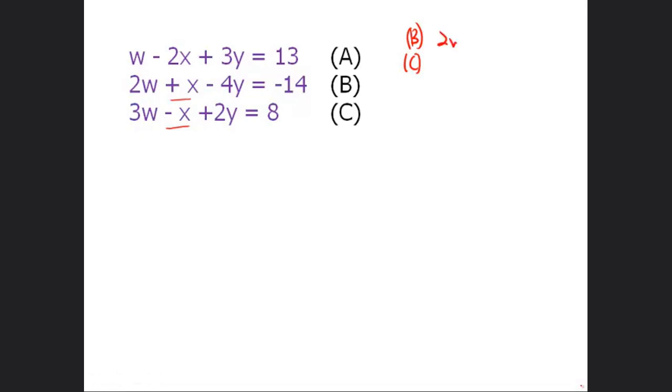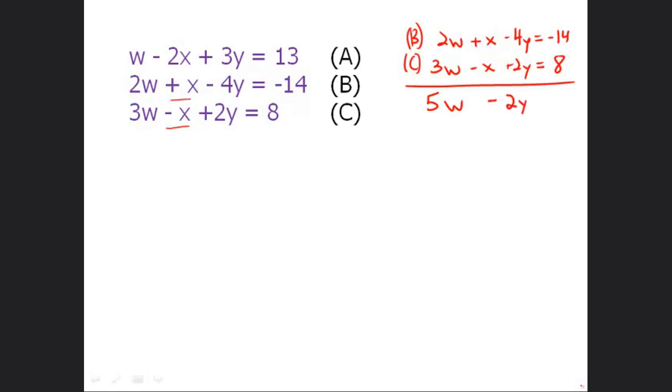B is 2w plus x minus 4y equals negative 14. C is 3w minus x plus 2y equals 8. Add them up, add everything straight down, and we get 5w minus 2y equals negative 6. I'm going to call this equation D. This is now one equation that has 2 unknowns.